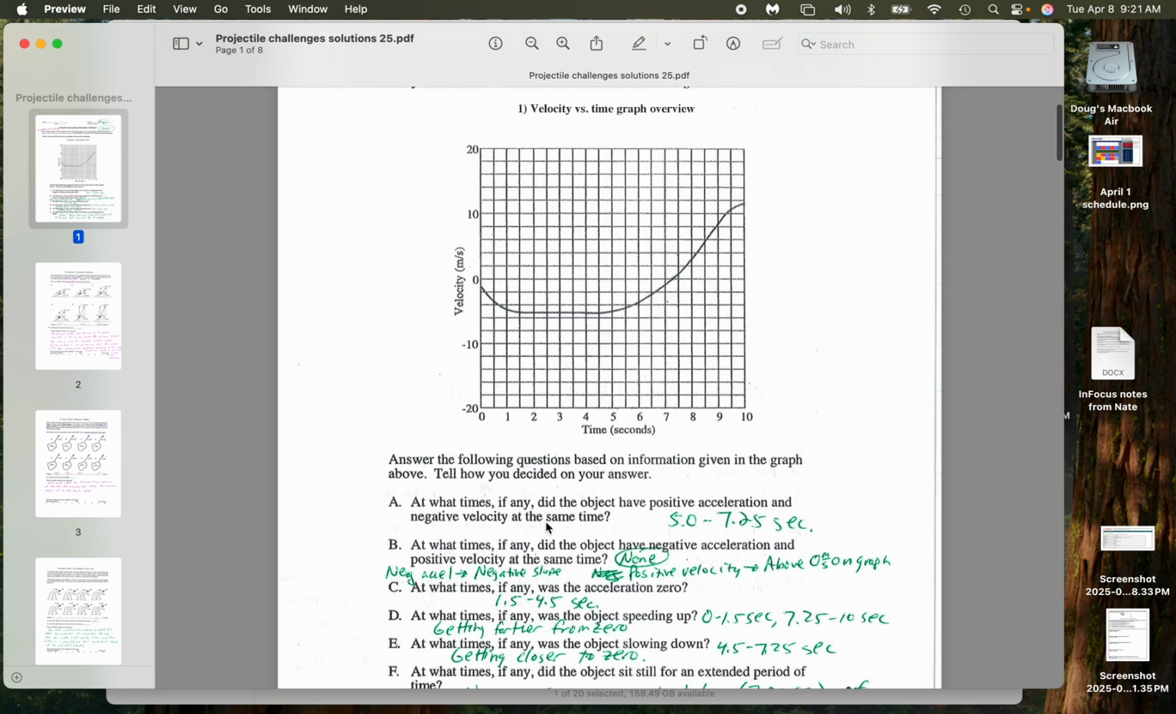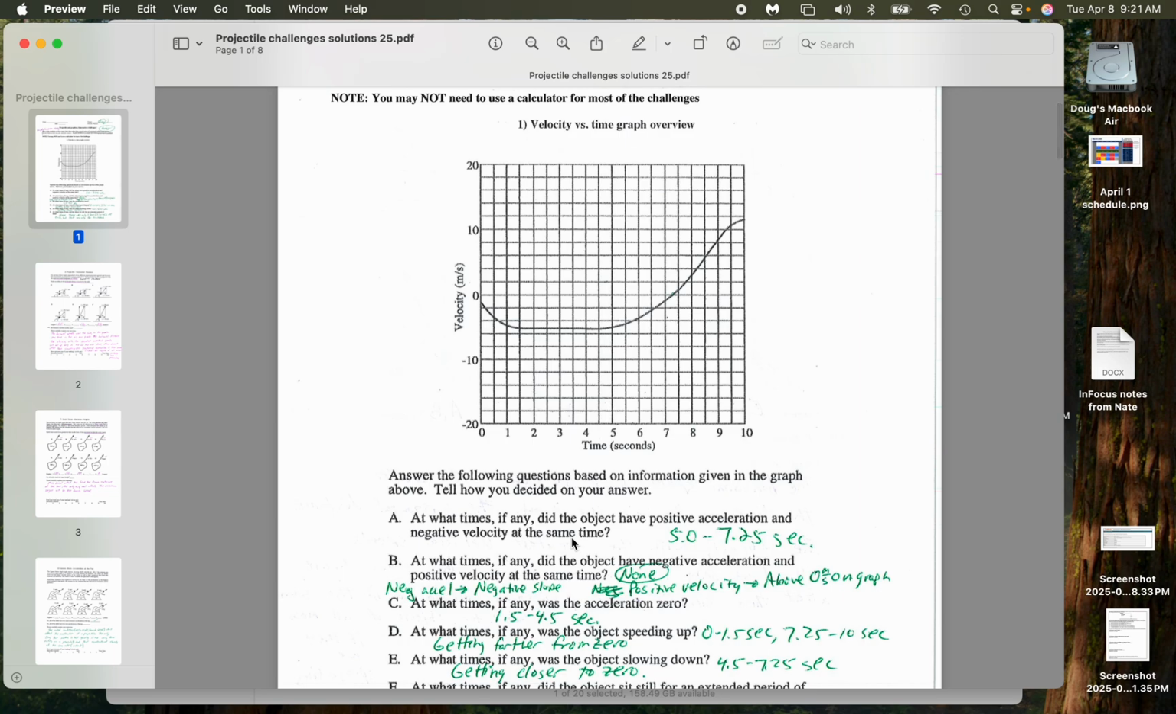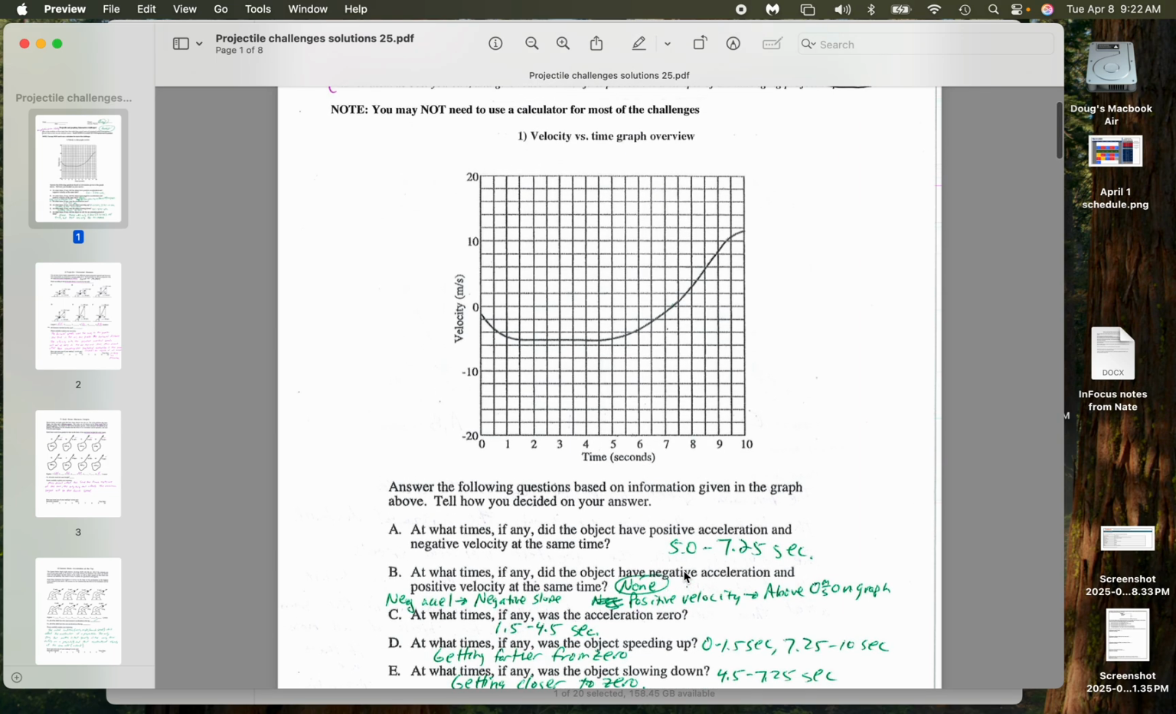So you need to know what you need to look for on a velocity time graph. At what times, if any, did the object have negative acceleration and positive velocity? So that means a negative slope, but above zero. That didn't happen at any of those cases. What times is the acceleration zero? It's when this line is flat, so from around 1.5 to 4.5 seconds.